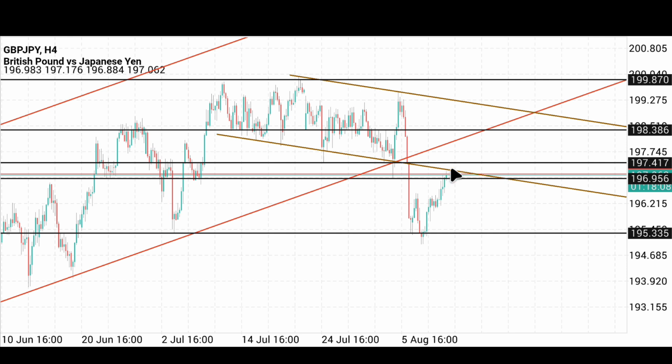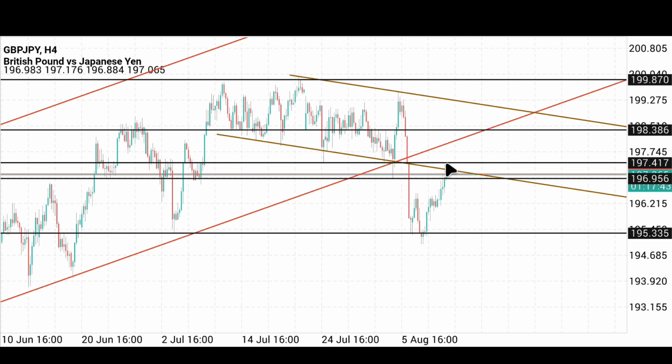So if price is able to reclaim this area, if price closes above here, then you'll see price rise up towards these highs, okay, because we still have imbalances all around here. A close above this will take price back up into this very area.